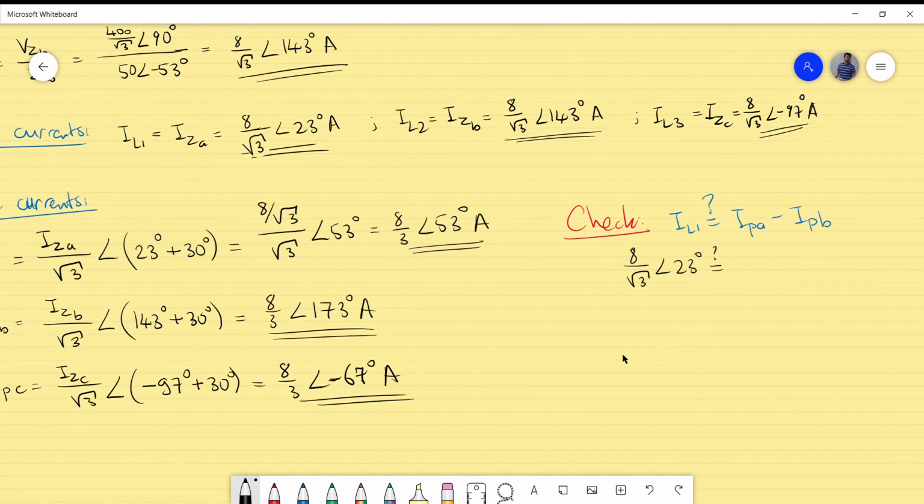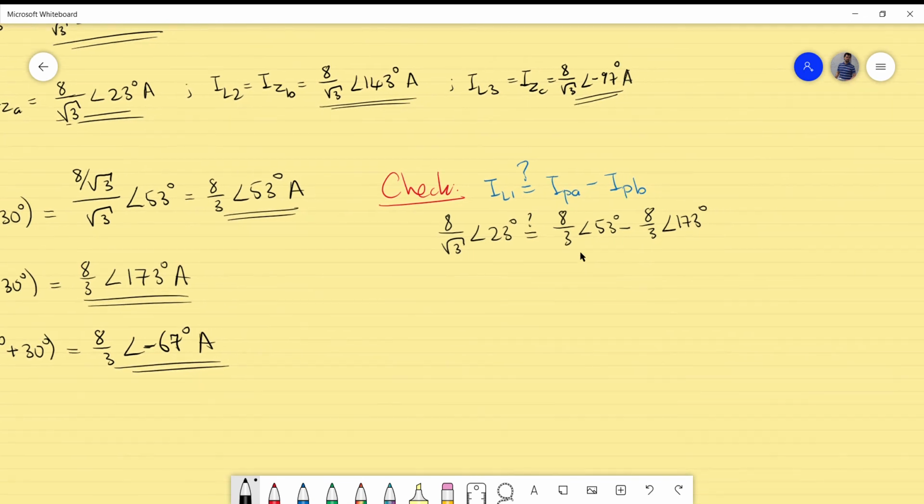So actually what I want is the following: 8 divided by 3, phase 53 degrees, minus 8 divided by 3, phase 173 degrees. Again, we do the same analysis. We go from the polar expression to the rectangular form such that we can do the subtraction here. So I will do the same procedure, 8 divided by 3, brackets, cosine 53 degrees plus j sine 53 degrees. That's for the first part.